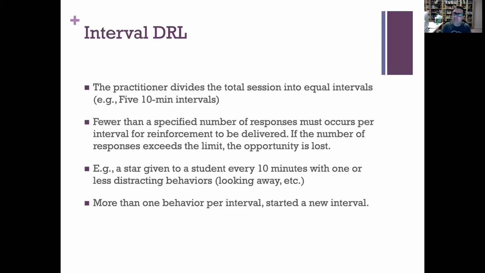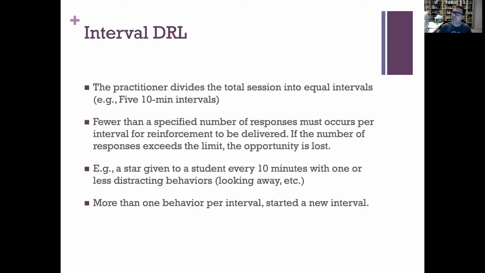By the end of the interval, a star is given as long as the participant engaged in only 1 or less, which will be 0, looking away. So if the child didn't look away at all, gets a star. The child looked away once, the child still gets the star. But if the child looked away twice during that 10-minute interval, the child doesn't get the star, and then a new interval starts, right? So yeah, you can be distracted, but you can only be distracted once per 10-minute interval, right?